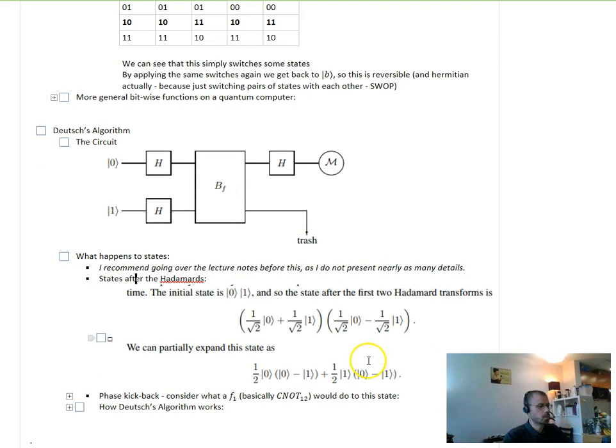Now we can partially expand this. So we leave the second part the same. We just expand the first part. And so it looks like this.